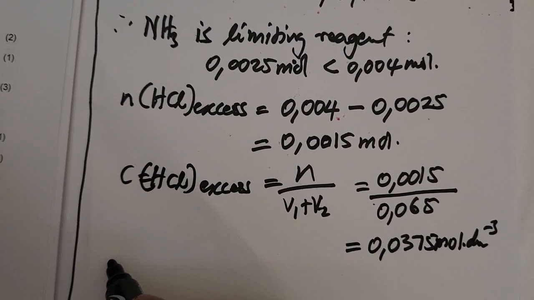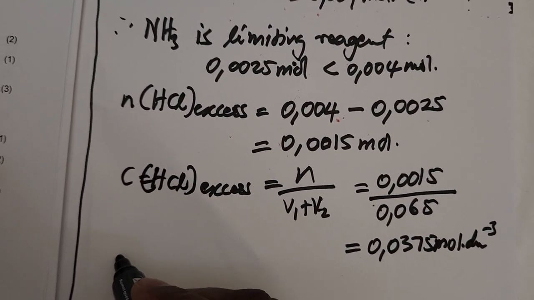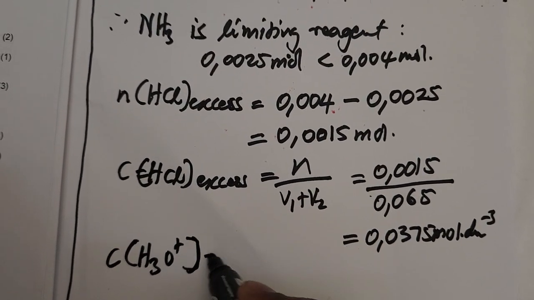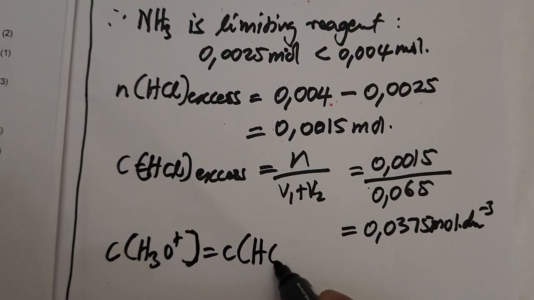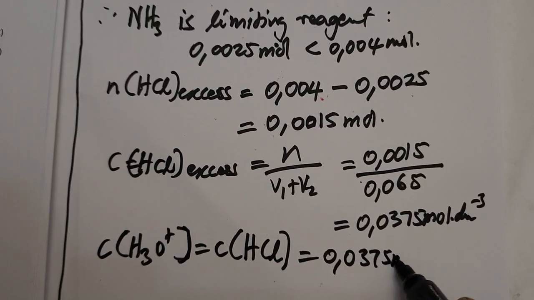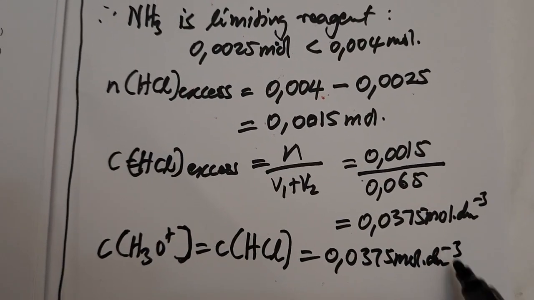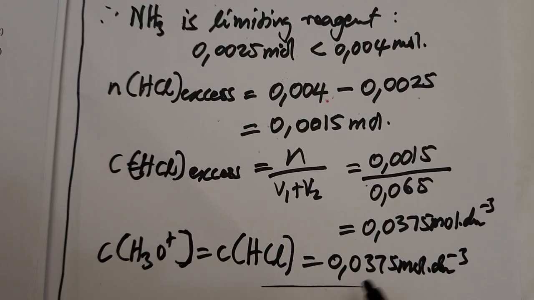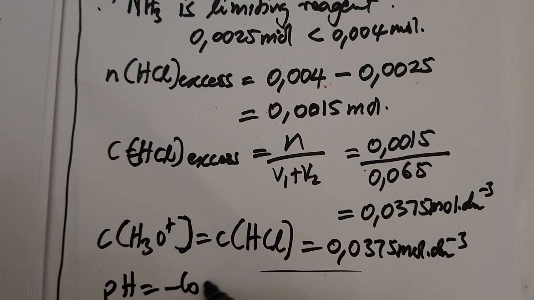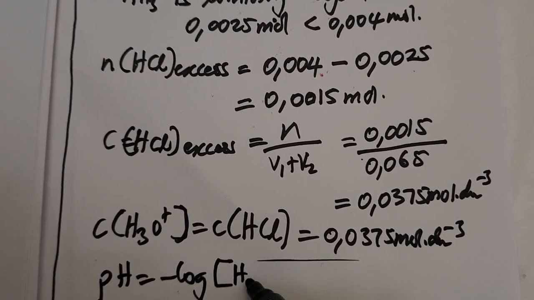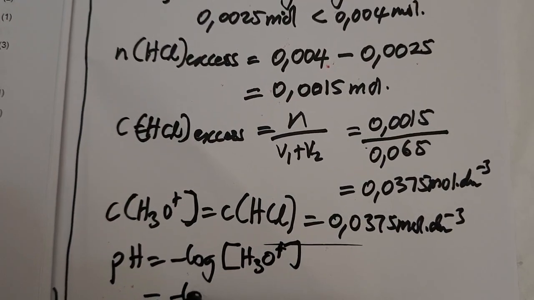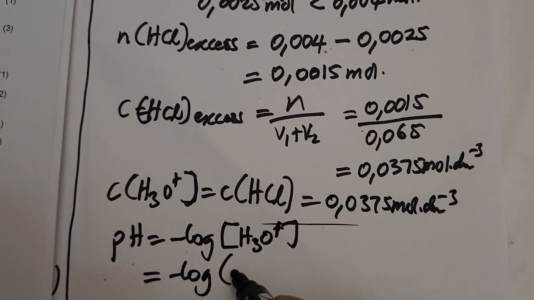say because the pH has got hydronium ions, therefore the concentration of hydronium ions is the same as the concentration of HCl, which will be the same as 0.0375 mole per dm cube. But if you know there's no need for this, you just move from here to the pH and write the pH formula. pH equals minus log of concentration of hydronium ions.